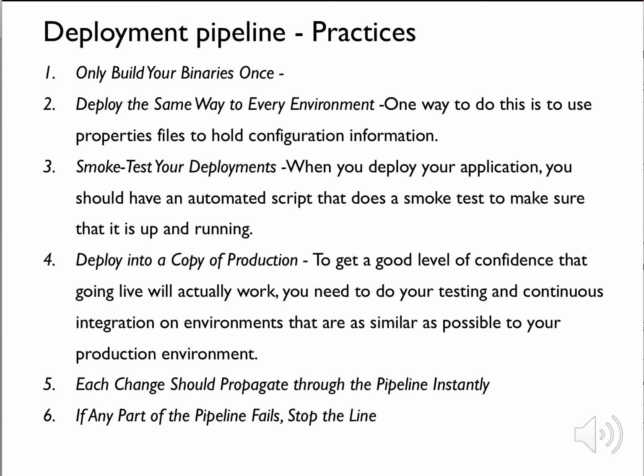The second principle or practice is to deploy the same way to every environment. It should not be a different way to deploy in a different environment. You need to follow the same model and same system settings to be able to deploy in different environments. One way to do this is to use a property file to hold configuration information. Use a global property file and keep all these system settings there, so that you don't have to follow a different model to deploy in different environments.